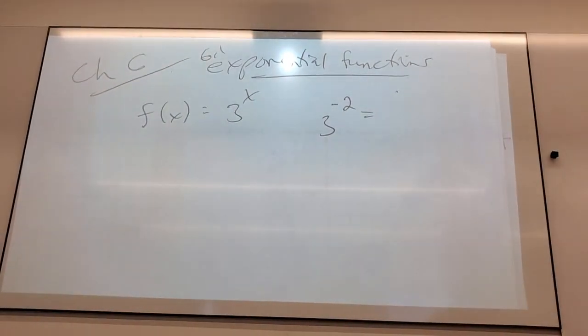So I always look at a power as being possibly multiple things it wants me to do. 3 squared is asking me to do one thing: 3 times 3. 3 to the negative 2 is asking me to do 2 things. Flip the 3, and it also wants me to square it. So it's 1 over 9. Exactly. Right?